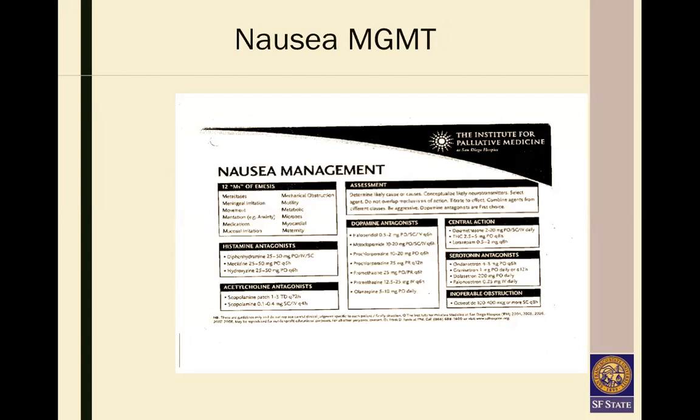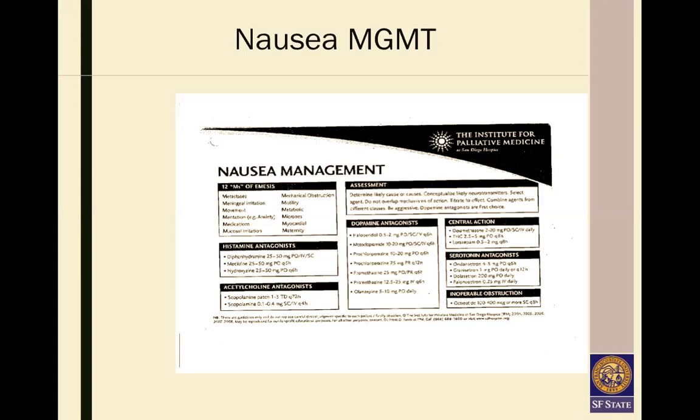So histamine antagonists that we use are diphenhydramine, meclizine, and hydroxyzine. These are more for patients who may have motion sickness or an irritant. It will make them sleepy, of course, which is a side effect, but it is helpful, especially in our vertigo patients. Acetylcholine antagonists, or the scopolamine patch, is what we use for these patients.